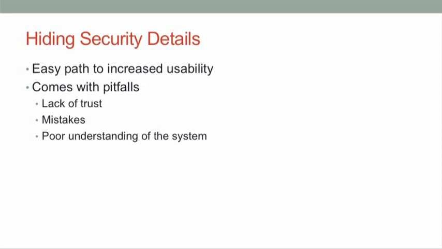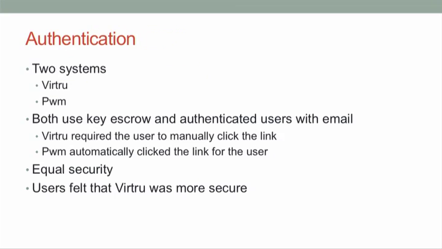For instance, sometimes by hiding some details, we ended up with a lack of trust, or people would make mistakes, or they didn't really understand what was going on. The system seemed so magical and automated, they didn't quite believe or trust it. And we found that people were trusting other systems where some of these details were present. So I'll give you some examples of that later in the talk.